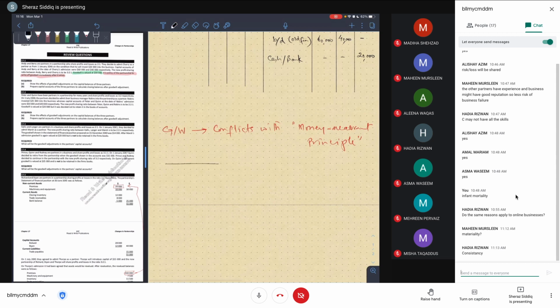The problem is solved by associating a hypothetical value to goodwill. In this case, we assume it's $30,000. But then there is a way to do this. और वो कैसे होगा? हम goodwill को कैसे calculate करते हैं? There are many different ways.